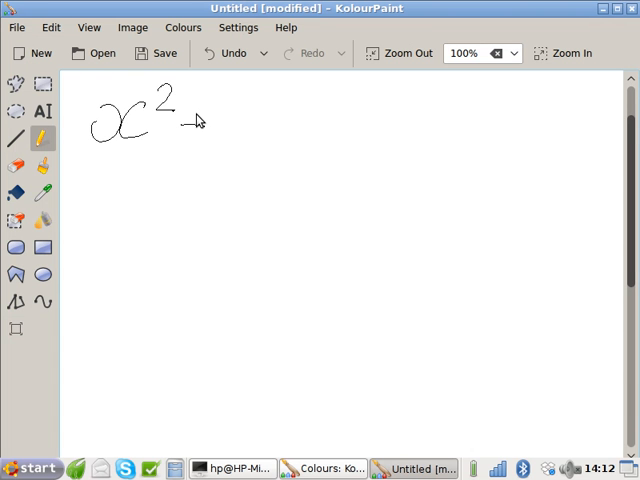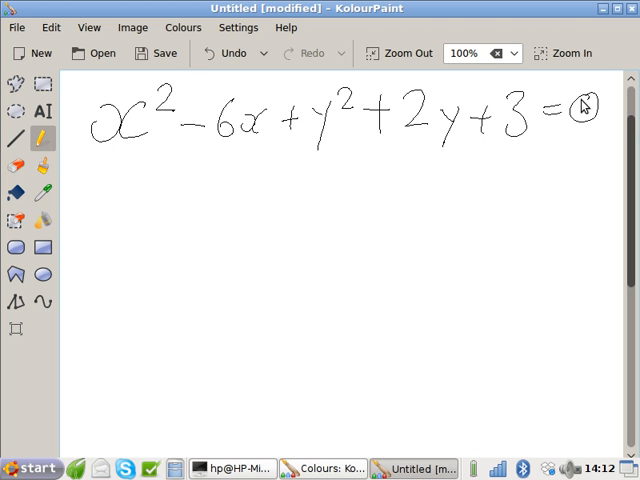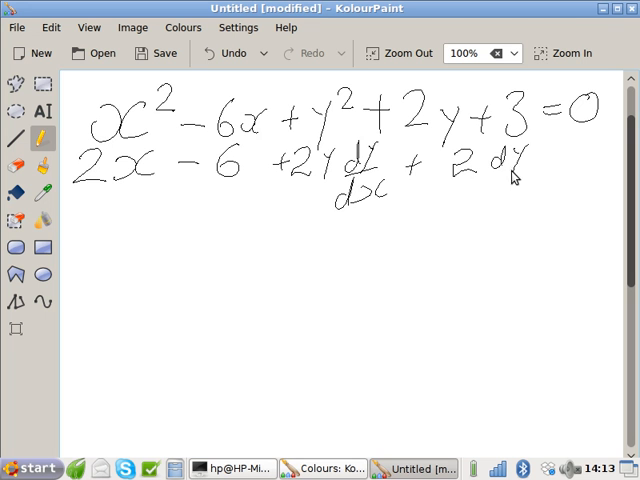x squared minus 6x plus y squared plus 2y plus 3 equals 0. Okay, so first, the derivative. So that would be 2x minus 6 plus 2y dy/dx plus 2 dy/dx equals 0.